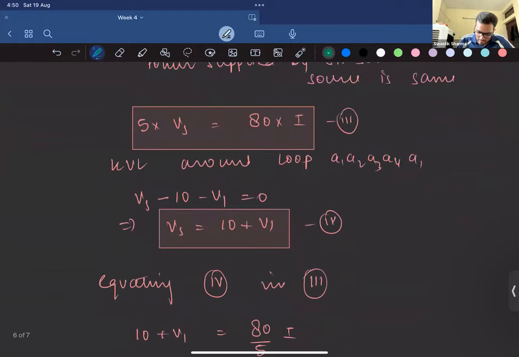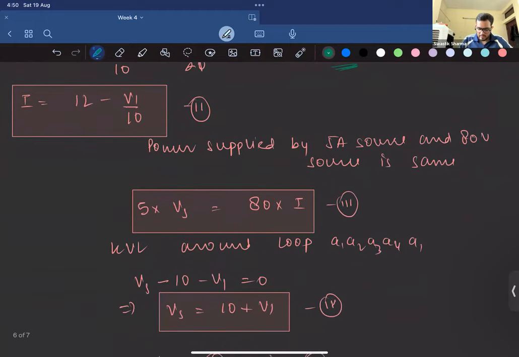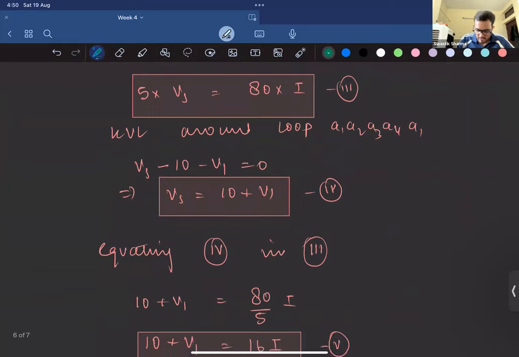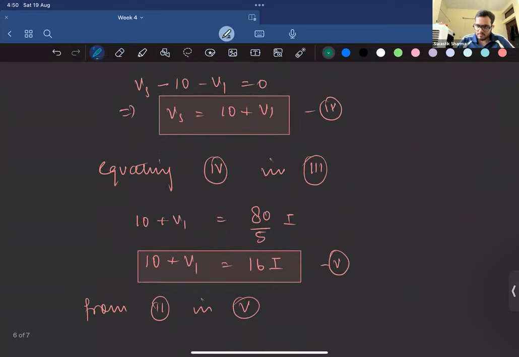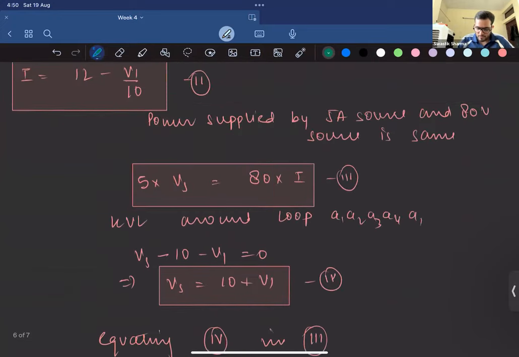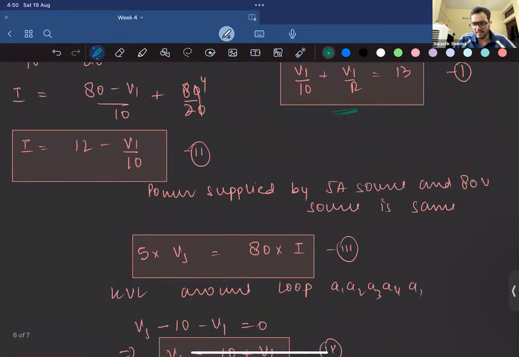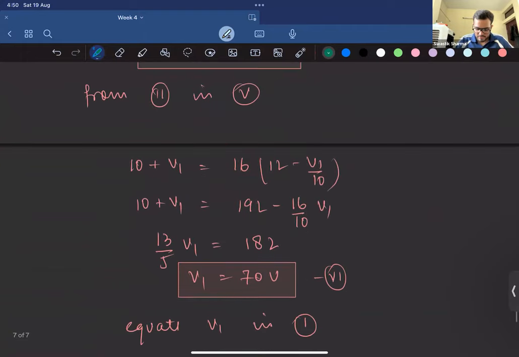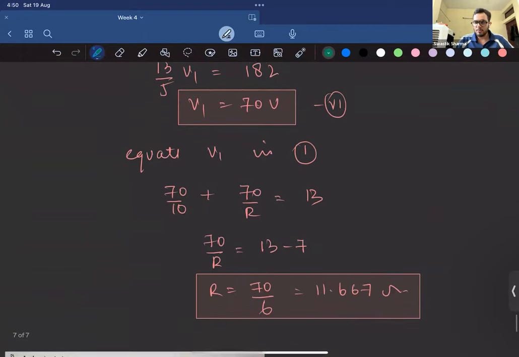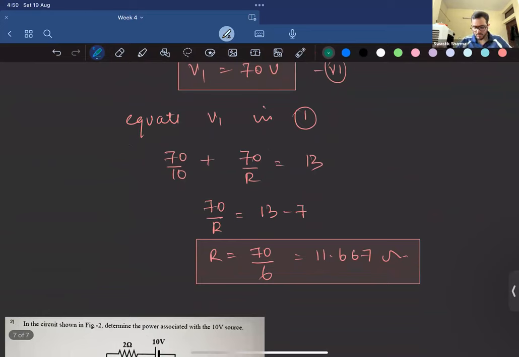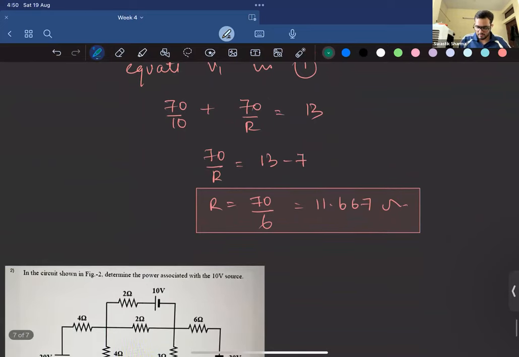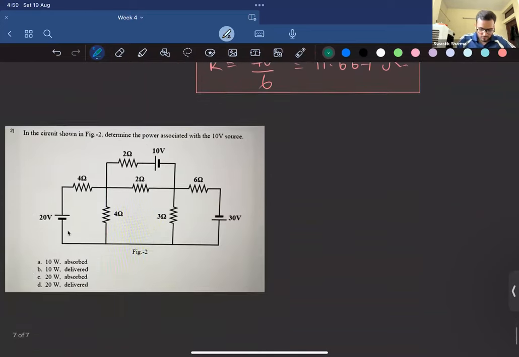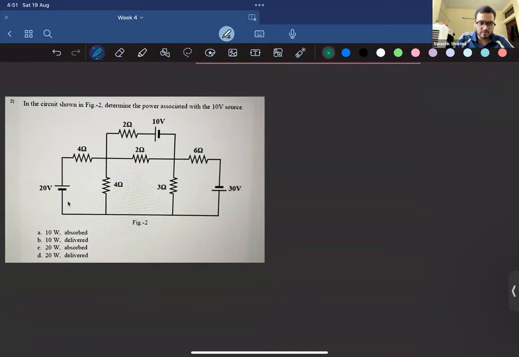Then we substituted this equation into our third equation and got this equation. Now we have three equations and three variables, and we can easily solve it. So we solved that system of equations and got V1 as 70 volts, substituted into the first one, and got R as 11.667. So I hope you could follow. Even if you couldn't, I'll upload this lecture on YouTube. You'll get the links and you can follow it from there.